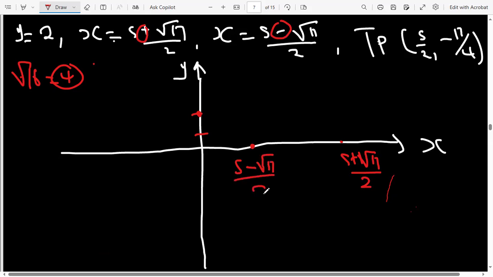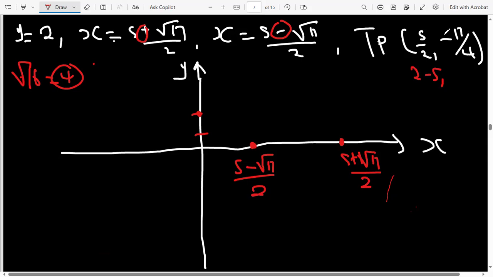Okay, so this is my first x-intercept and then my second x-intercept. Now we look at the turning point. So this turning point here, 5 over 2, this is like 2.5. And then minus 17 over 4. It's 4 point something again, right?